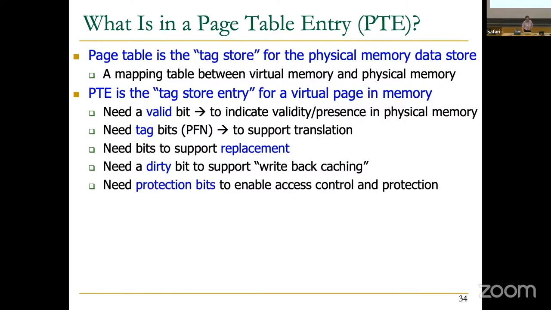You need protection bits to enable access control and protection. Now, this has nothing to do with address translation. This is basically added to the system because the system is capable of doing more than address translation. So this is completely orthogonal to address translation. You can actually use something else for protection, but today virtual memory serves two functions. One is access protection and the other is address translation. And we'll see this more.